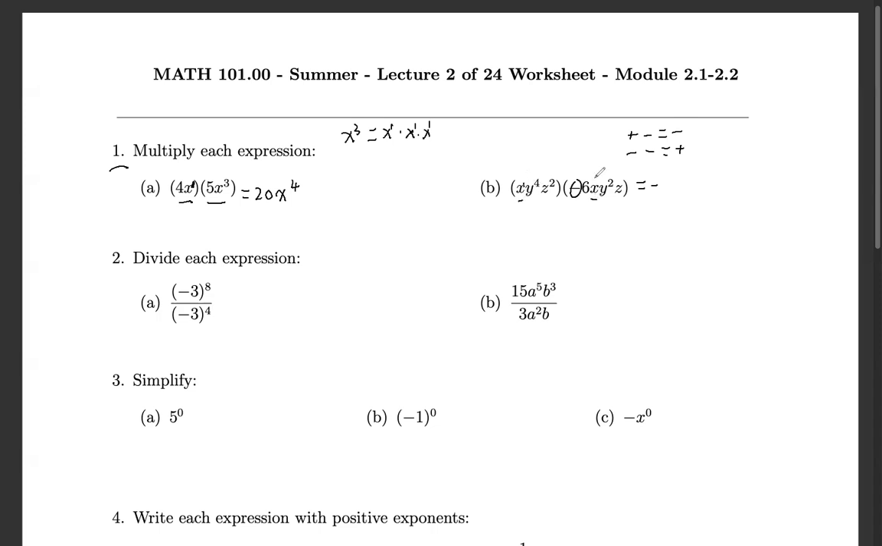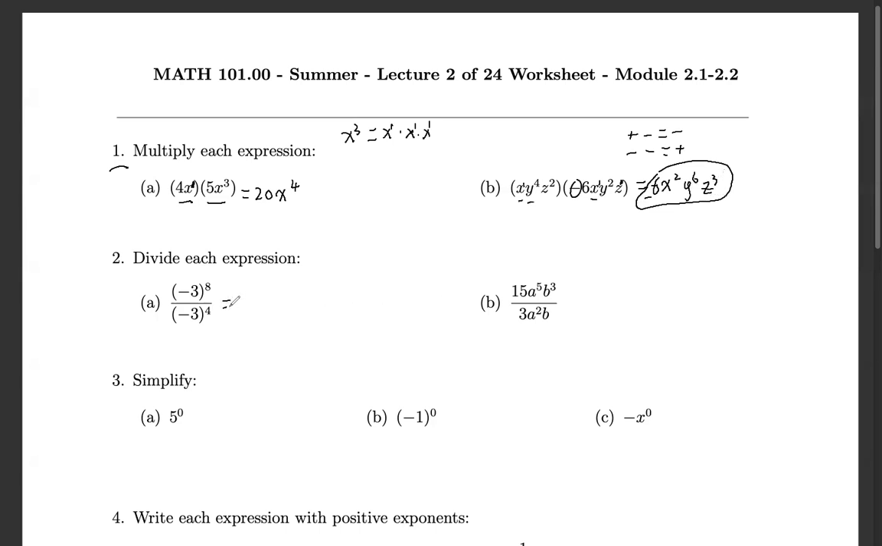Each one is x raised to 1, x raised to 1, 1 plus 1 is 2. So we get x squared. Oh, I'm missing 6. I have negative 6. Then for y, I have y raised to 4, y raised to 2. So multiply, I got 4 plus 2, 6. For z, I have z raised to 2, then this is z raised to 1. 2 plus 1, 3. So I get negative 6 x squared y to the 6th power and z raised to 3.